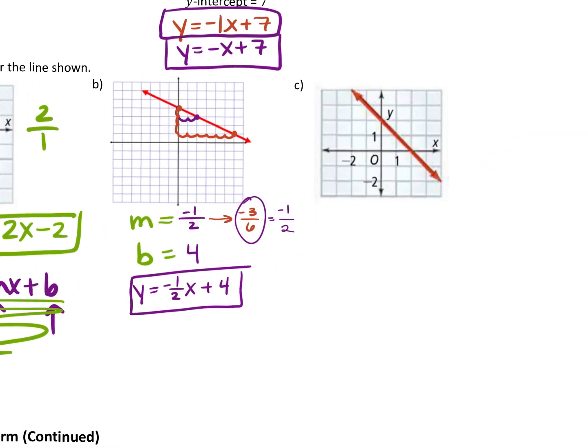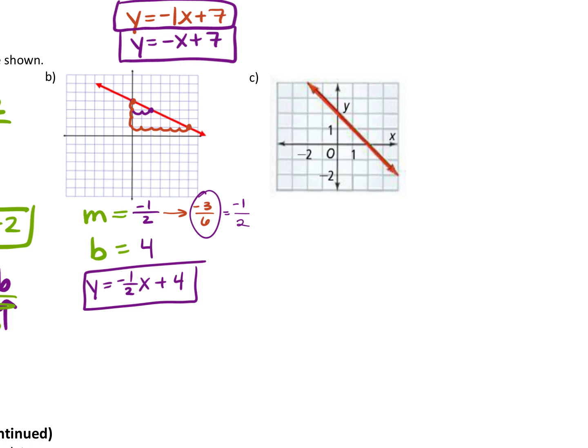Okay. All right, last one. I'm going to let you try this one on your own. Find your m, find your b, and then I'll walk through it with you in just a minute.